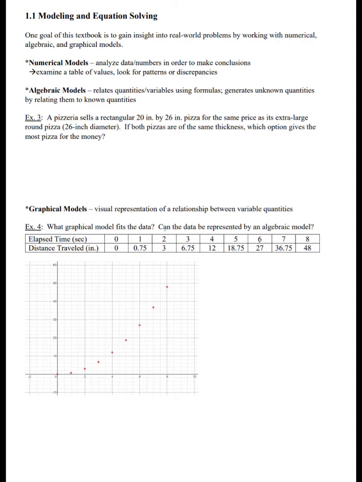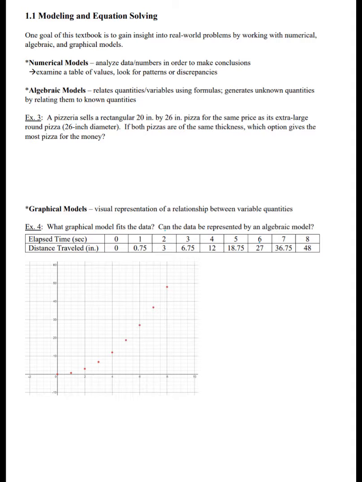So for this first lesson, 1.1, modeling and equation solving, we basically just start out by saying if we want to look at real world problems, which is really the point of all of our learning, we have a lot of tools to help us with mathematical modeling. Some of the more common models are numerical, algebraic, and graphical, which, those three are the title of your textbook on the front cover. So the first one they introduce are numerical models.